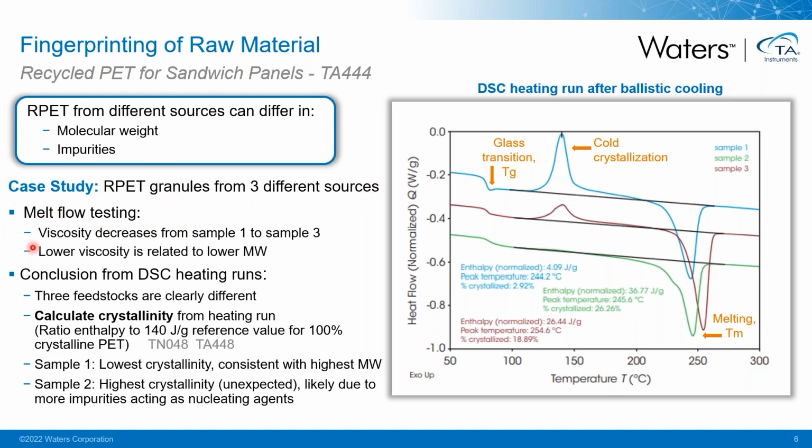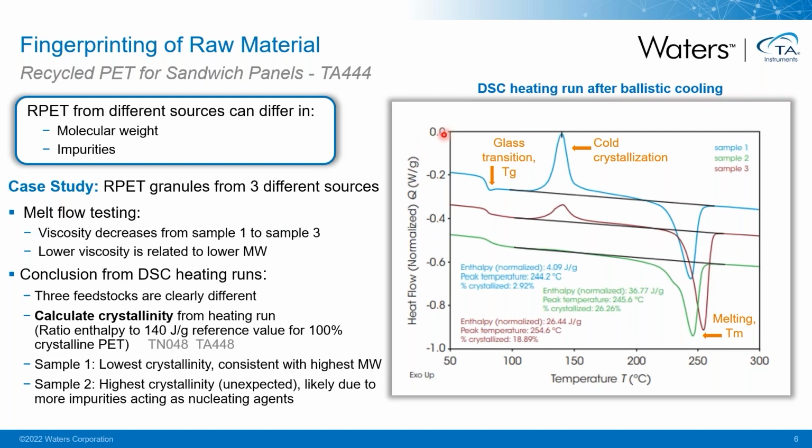They are different with respect to their melt flow index. The viscosity is decreasing from sample 1 to sample 3. Typically, a lower viscosity is going to be related to a lower molecular weight. And we've measured those 3 samples in a DSC heating run after they have been ballistically cooled in the DSC.